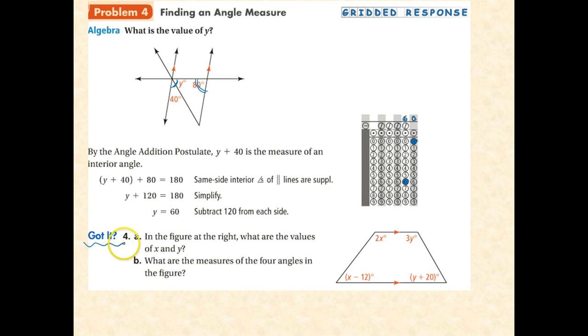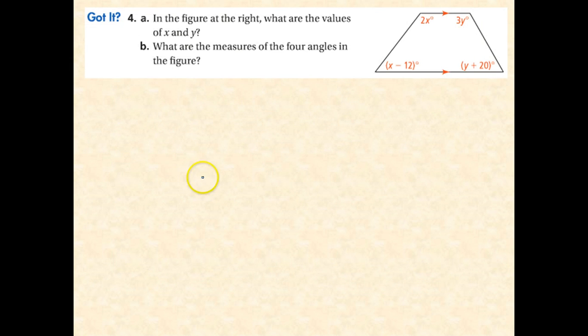Alright, see if you got it. Pause it and see if you got it. You can do it! Okay, so what are the values of x and y? Alright, so I got x's over here and I got y's over there. I got two parallel lines cut by this here transversal. So that gives me same side interior angles of 2x and x minus 12. So that means that these two angles are supplementary by that theorem we just talked about. Parallel lines cut by a transversal, same side interior angles are supplementary.